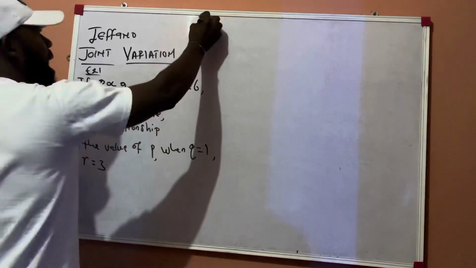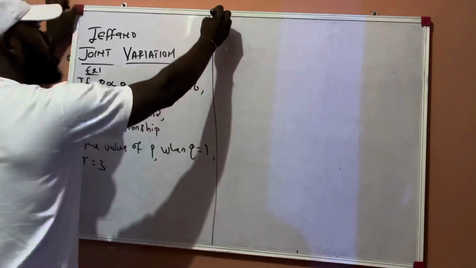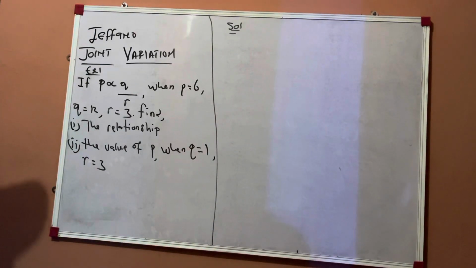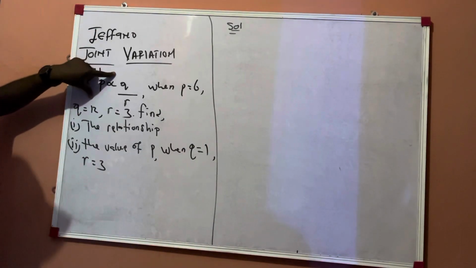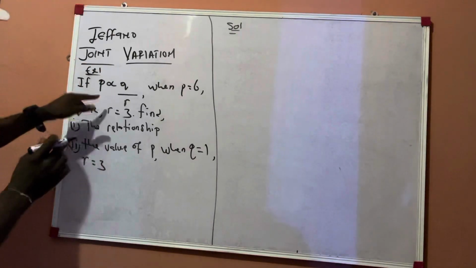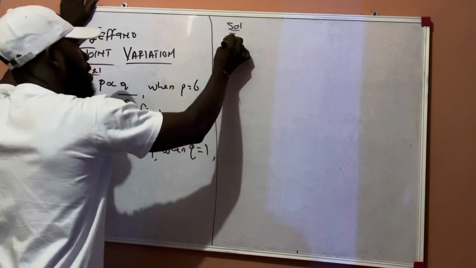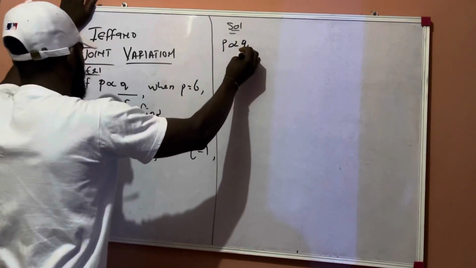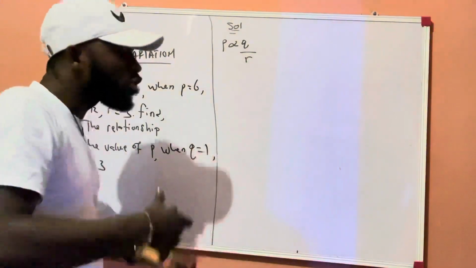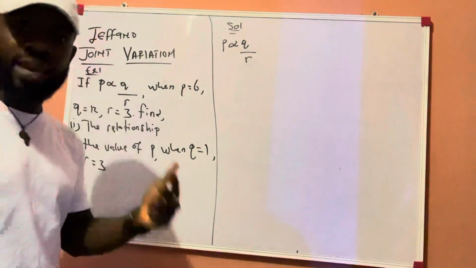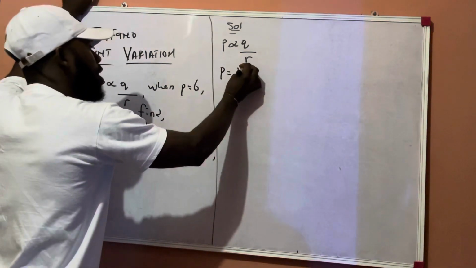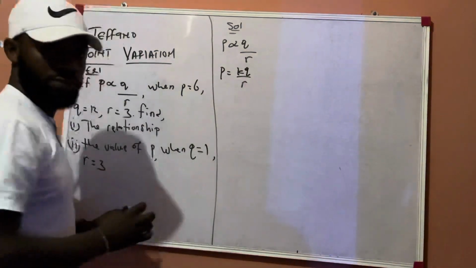Okay, now let us get this question done. Solution. We will notice that the format of this question is like the second format that we gave. P varies directly as Q and inversely as R. What's the first thing we're expected to do? To introduce our constant of proportionality, which is our K. Here it comes: P is equal to KQ over R.